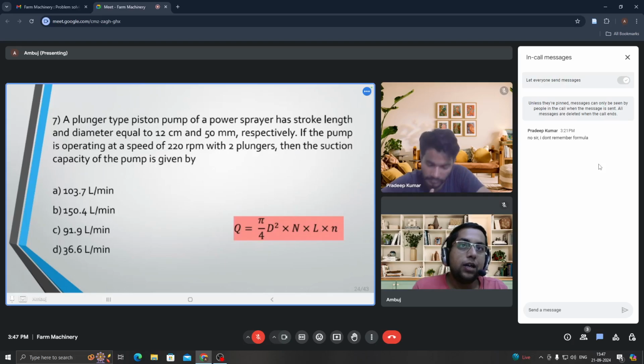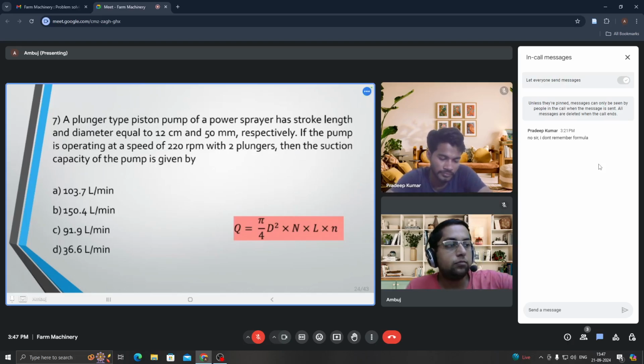Everything has been given: the diameter, the RPM, 220 RPM, the number of plungers, and the length. Just put the values and get the answer. Try to calculate.